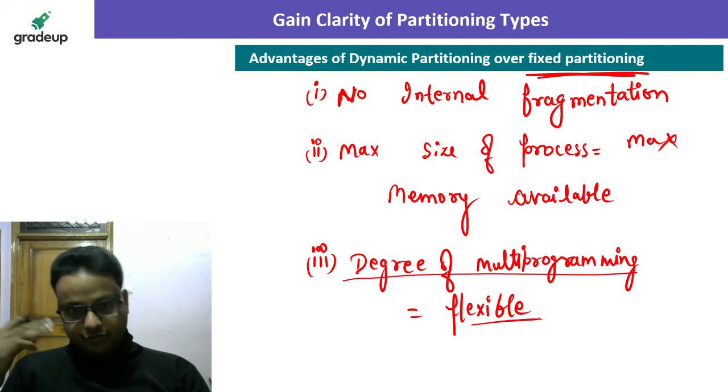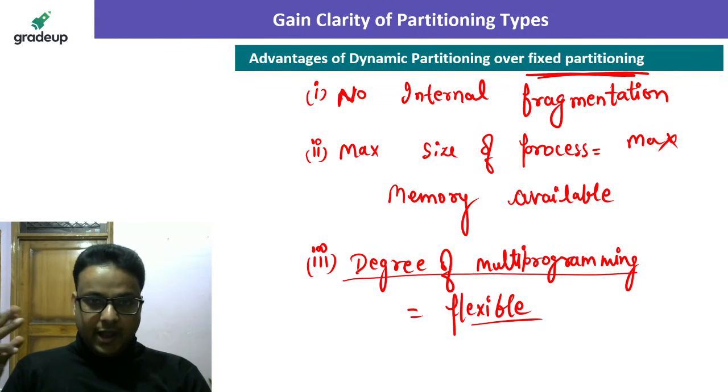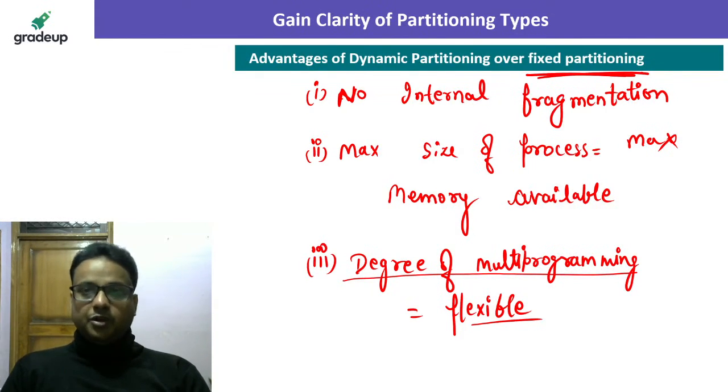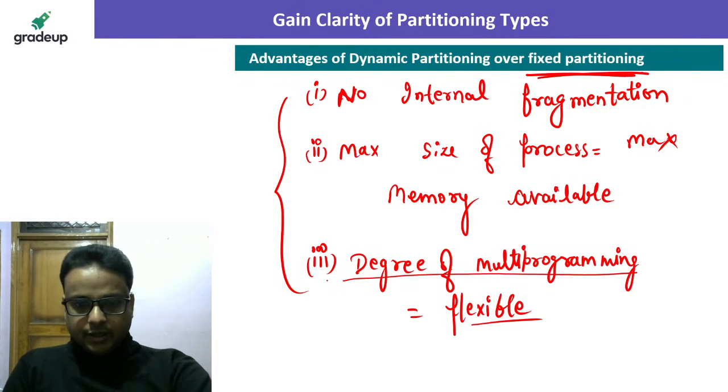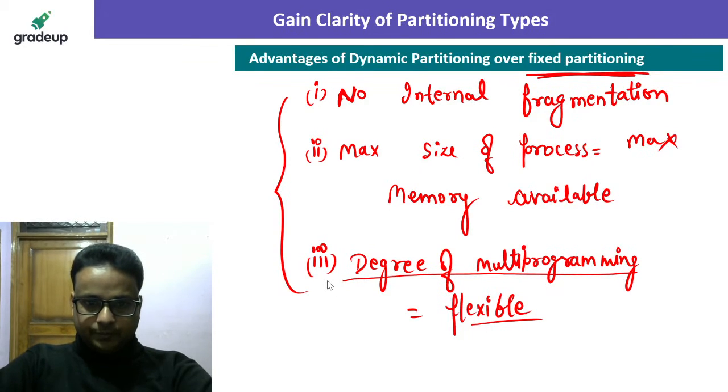We can have sometime 4 process only, and we can have sometime 40 process also, right? So it is depending upon the process size and the available memory. So कितनी memory available है, कितना process का size है, that will depend upon the, you can say, advantage of dynamic partitioning.